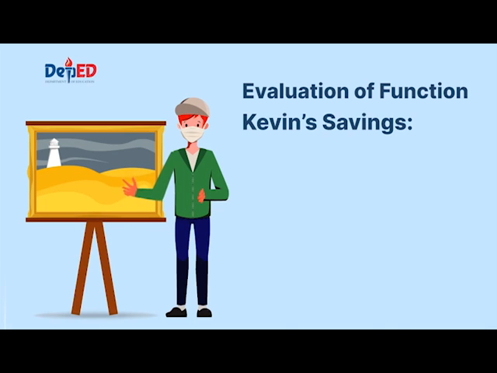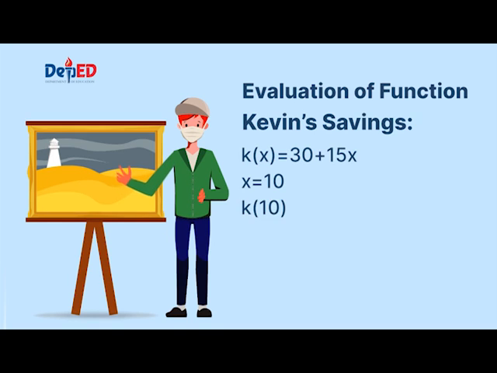Let us go back to our previous situation. Suppose we want to know Kevin's savings after 10 days. We simply take 10 as the value of our x, or our input, and we will use that in our process or in place of x in our function. So we will have K of 10 equals 30 plus 15 times 10.